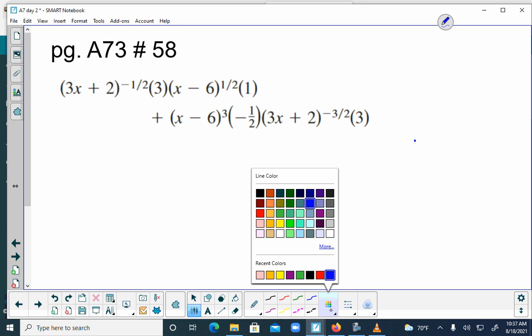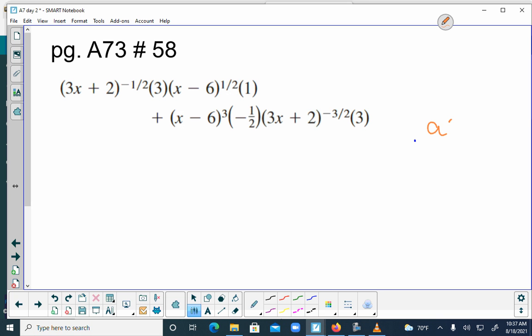So let's say A is equal to 3x plus 2, and B is equal to x minus 6. Now when I go to rewrite it, you're in control of rewriting it. Does that make sense? As long as you rewrite it correctly, you can rewrite it any way you want. So I'm going to stick to alphabetical order.